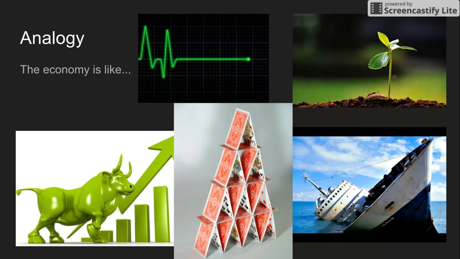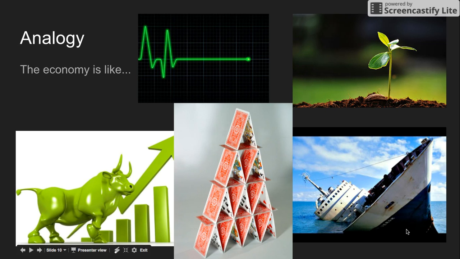So that's the whole idea of an analogy. For example, the economy is really, really complex. All the money changing hands in our country every day is really, really complex. But if I wanted to communicate that the economy is strong, I might use this bull. Or if I want to communicate that it's fragile, it might be like this house of cards, like a touch or a blow could send the whole thing crashing down.